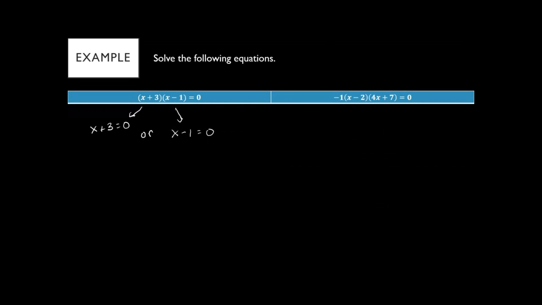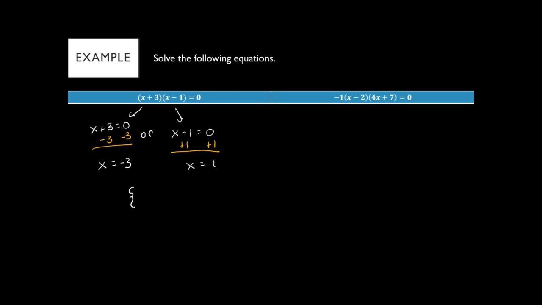So the first equation on the left, you subtract 3 from both sides. And on the equation on the right, we're adding 1 on both sides. I usually try to work both equations at the same time. So on the left, we get x equals negative 3. And on the right, we get x equals 1. So those are our two answers, negative 3 and 1.